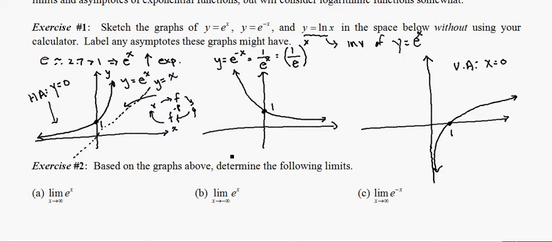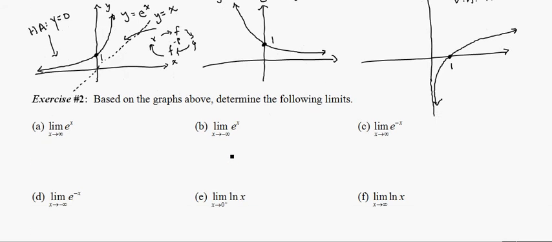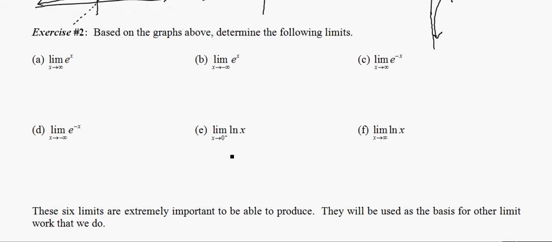So let's take a look at exercise number 2, and don't forget that you have those graphs up above. We want to look at where the outputs to all of these expressions are headed as the inputs head to infinity, negative infinity, etc. You can use those graphs to try to figure out these limits, so I want you to pause the video now and think about what the values of those limits are. Some of them will be infinite.